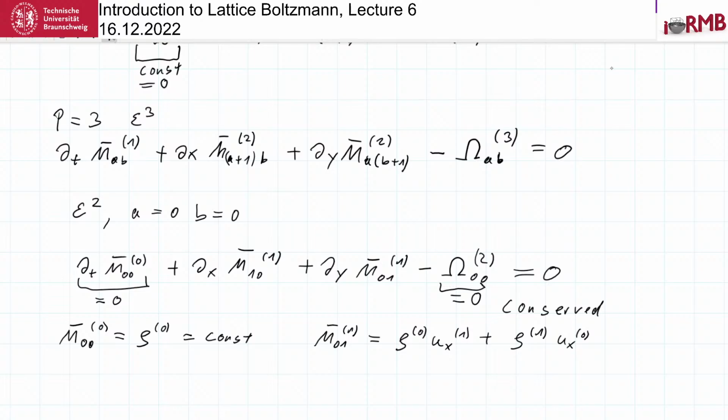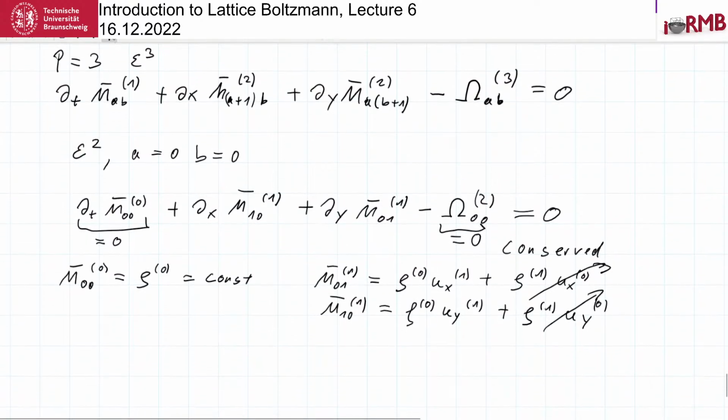And now we make it a little bit shorter. We know that this guy is 0 because it does not belong here, so we'll ignore this. The same for M101, of course the same thing: rho 0 uy1 plus rho 1 uy0, which again, we say this is 0.